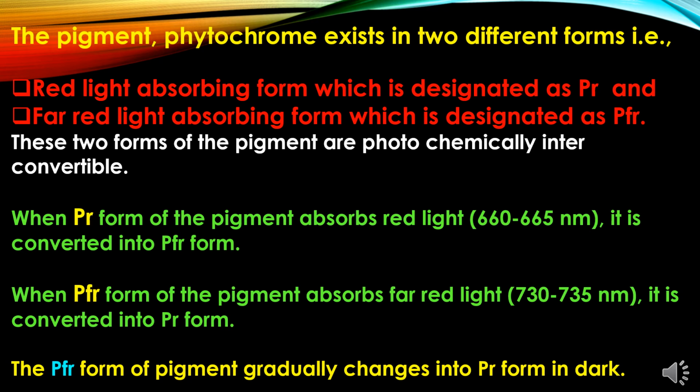When the Pr form of the pigment absorbs red light, in the range of 660 to 665 nm, it is converted into the Pfr form. When the Pfr form of the pigment absorbs far red light having a wavelength of 730 to 735 nm, it is converted into the Pr form. The Pfr form of the pigment gradually changes into the Pr form in the dark.